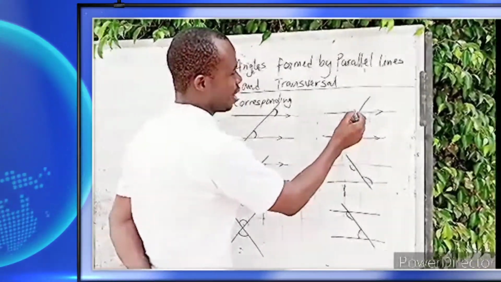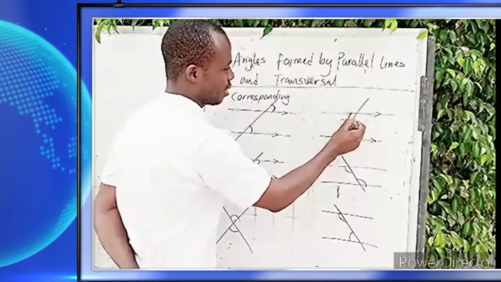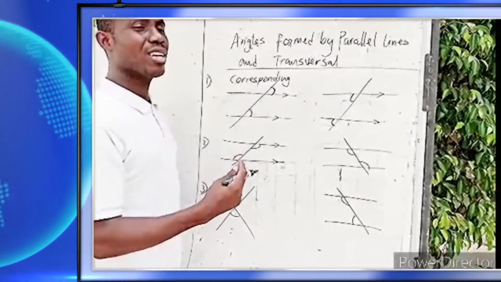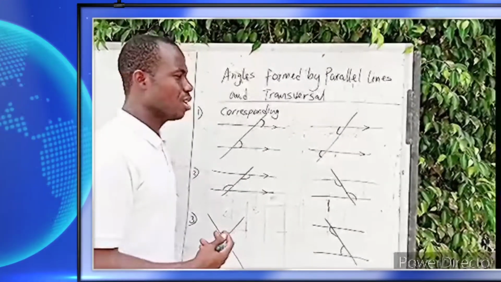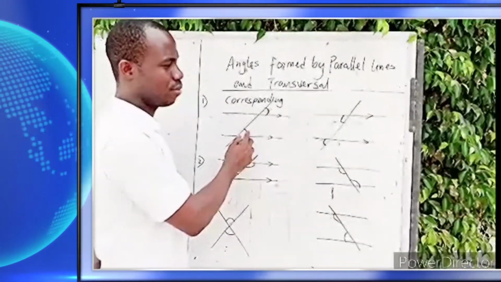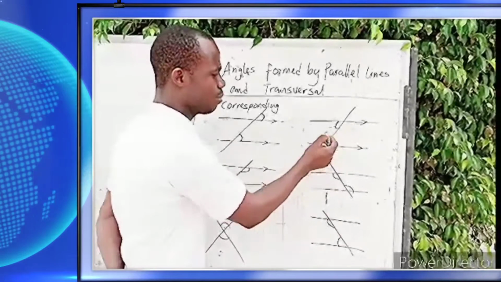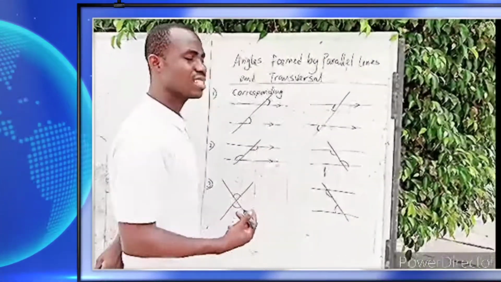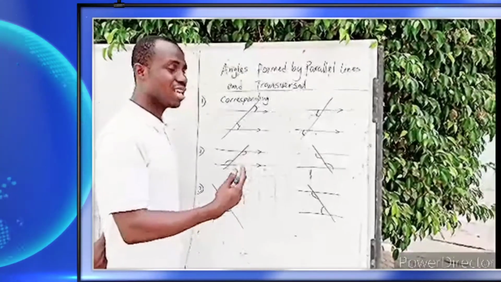Now, this is another line. This is below this line, and this is below this line. They are corresponding to each other. Corresponding angles are equal. What I mean is if this is 56 degrees, it means here must be 56 degrees. If here is 70 degrees, it means also here must be 70 degrees because they are corresponding. So when they say two angles are corresponding, it means they are equal.